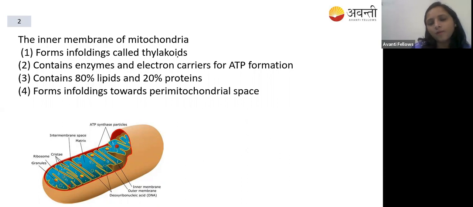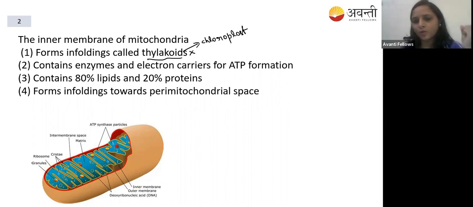Forms the infolding called thylakoids. Is that correct, guys? Where have you studied thylakoid? We have studied thylakoid in the chloroplast, right? So that is the reason option 1 is wrong. Okay, fine. So the thylakoid is present in the chloroplast. We cannot see that in the mitochondria.